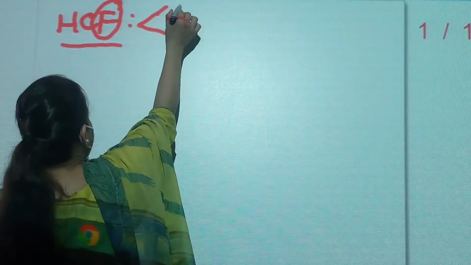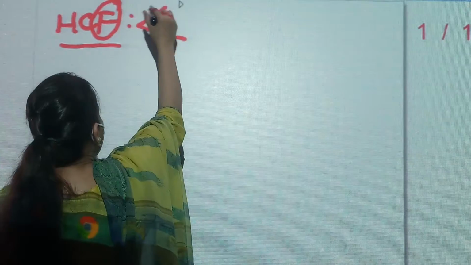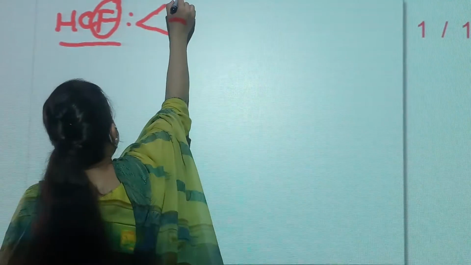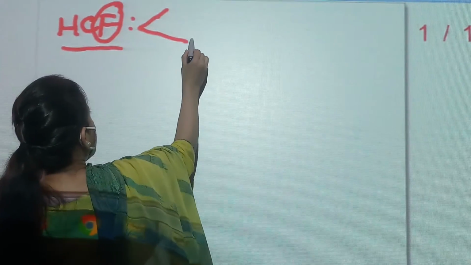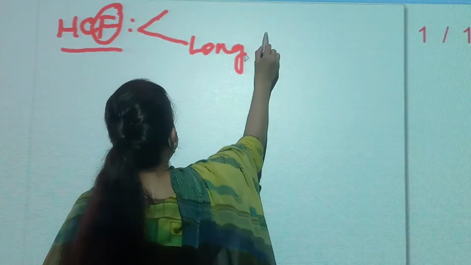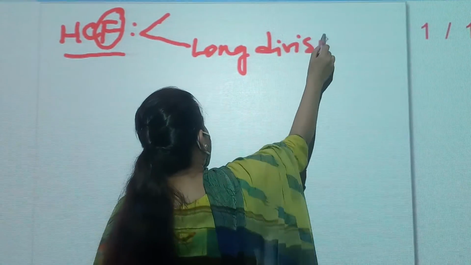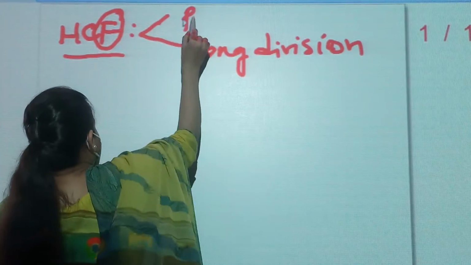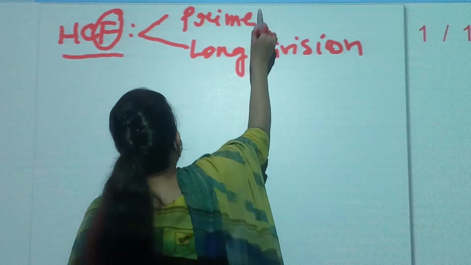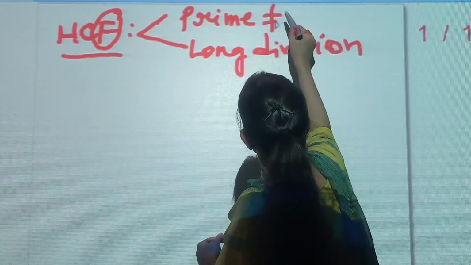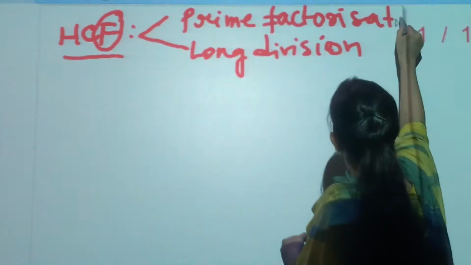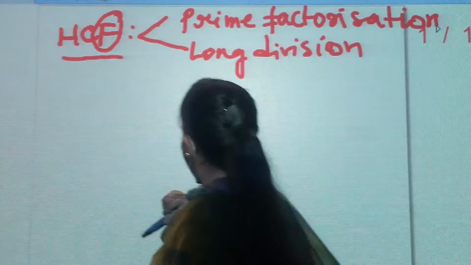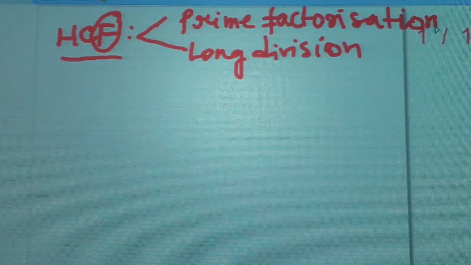Here we find HCF by two methods. There are two methods to find HCF, the greatest common factor of two numbers. One method is the long division method, and the other one is the prime factorization method.